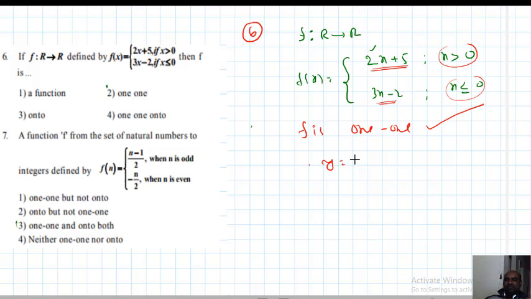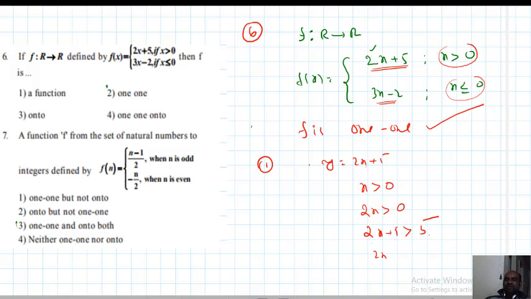So let y equal 2x plus 5, the first piece. Here x is greater than 0. I want to create the function 2x plus 5, so multiply the other side by 2: 2x greater than 0 times 2, which is 0. Then add 5 to the other side: 2x plus 5 greater than 0 plus 5. What is the meaning of that? 2x plus 5 is greater than 5 for x greater than 0.